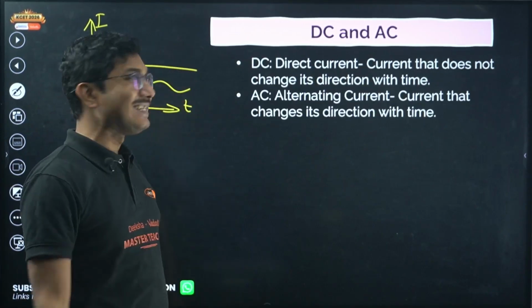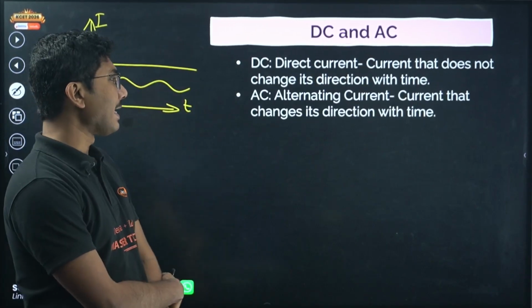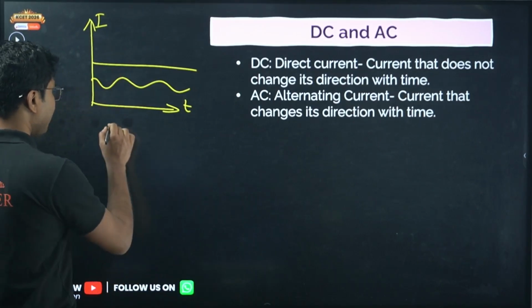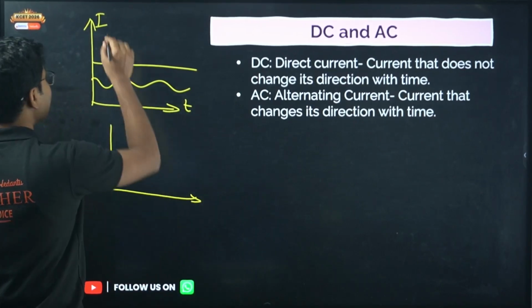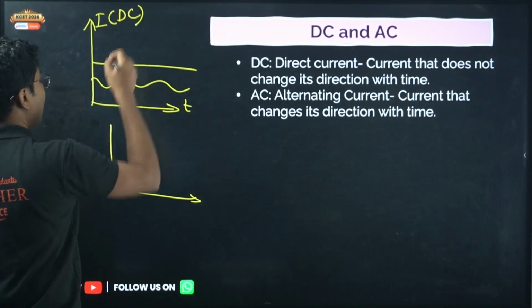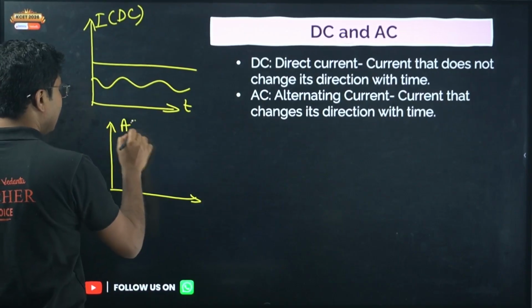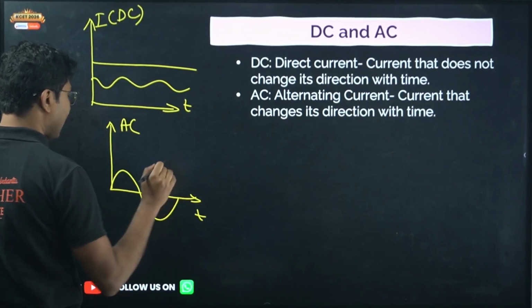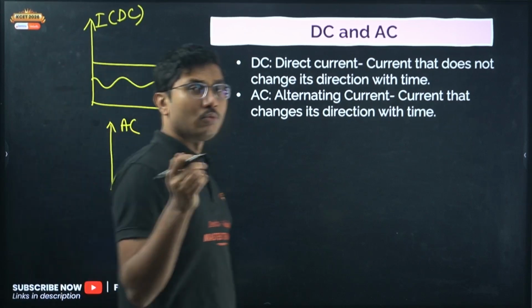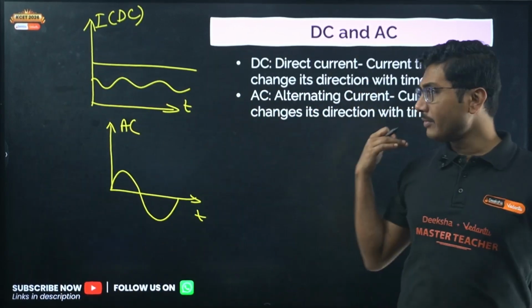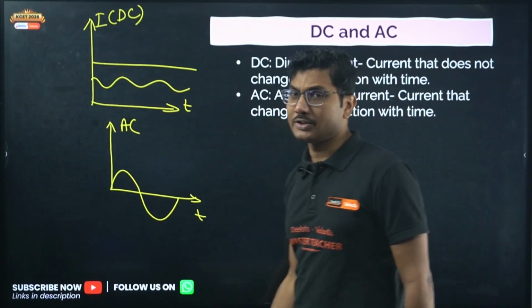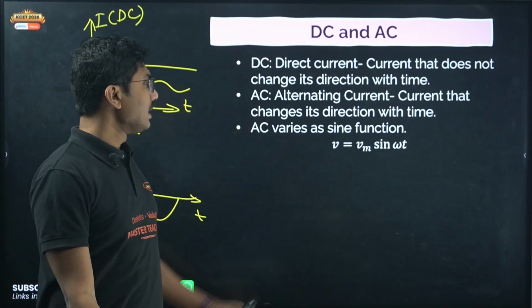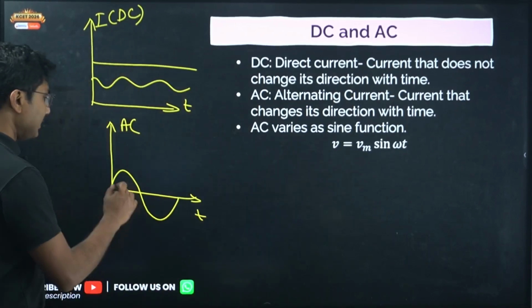Now what is AC? AC is alternating current that changes its direction with time. So this is DC. Now if you plot AC, obviously the easiest AC graph that we use is the sine function. There are other functions as well, but the most common and most used, and for this chapter the only function that we need to know, is the sine function. It's like a sine wave.